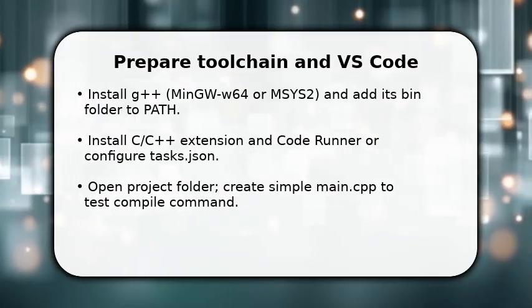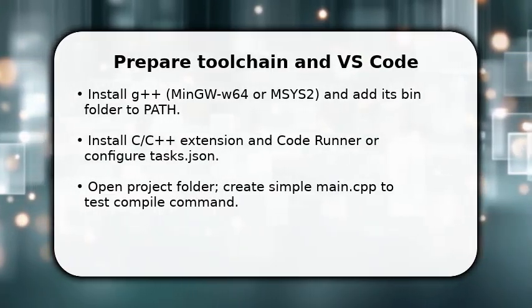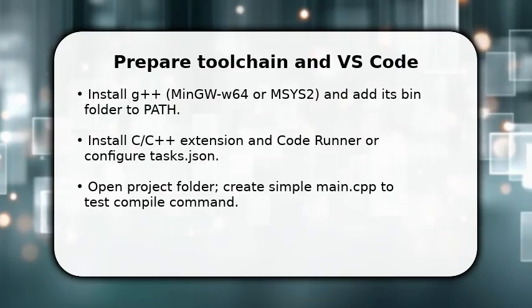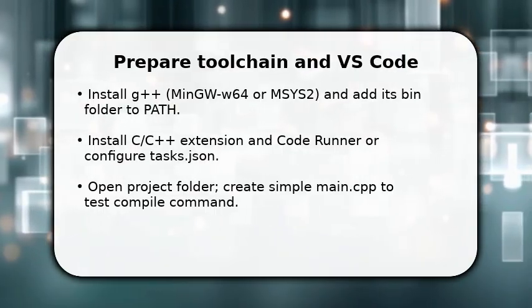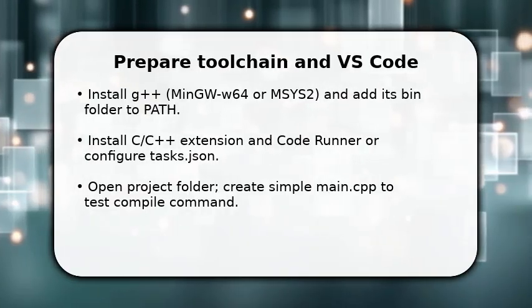You start by ensuring the toolchain is available and VS Code is ready. Install MinGW-w64 or MSYS2 with G++. Then add the compiler's bin folder to your PATH so the terminal can find G++.